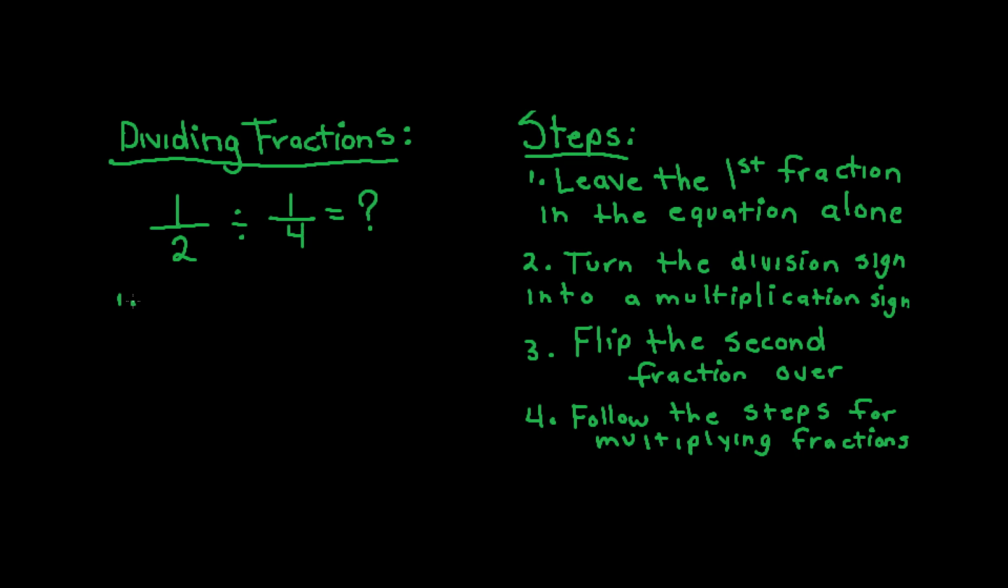First, we keep the 1/2. Then we change the division into multiplication. Then we flip the second fraction into 4/1, which is 4. Then you multiply the numerators and the denominators, which gives you 4/2, which is 2.